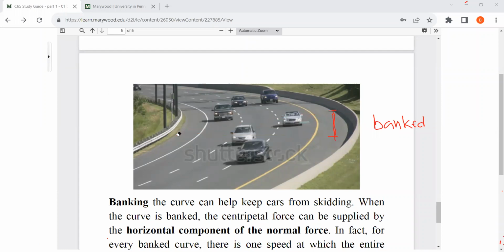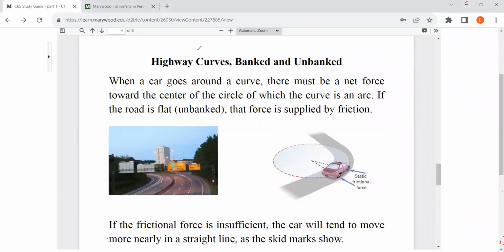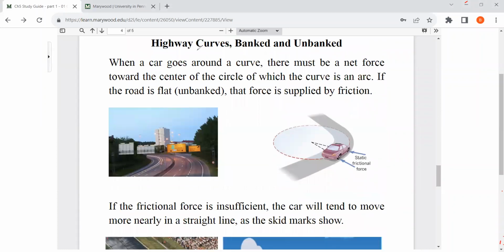Normally nowadays most of the turns in a highway are banked turns, something like this. It has some advantages, so we are going to learn that. But first, let's learn the mathematics of the unbanked or flat turn. In fact, we already learned it; I already mentioned it in the simulation. This example looks like an unbanked, flat turn.